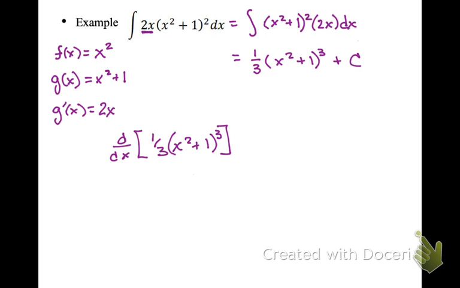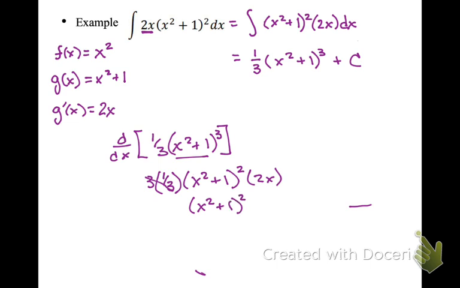So that means I bring the 3 out front, right? So my 3 times 1/3 is 1, and then we have (x squared plus 1) squared times the derivative of the inside, which would be what? 2x. So when I simplify that, this is 1, and I get (x squared plus 1) squared times 2x. What did I start with? That. Nothing went anywhere. Do you get what I'm saying?